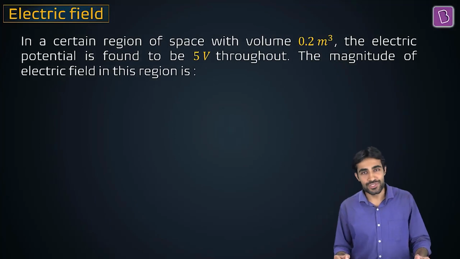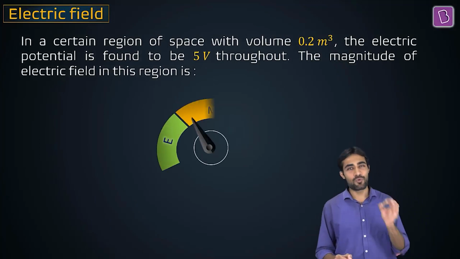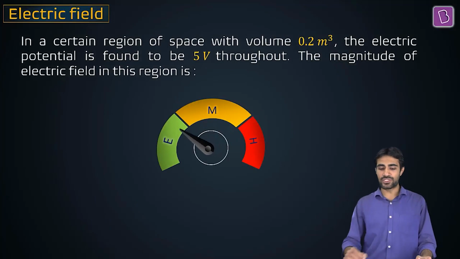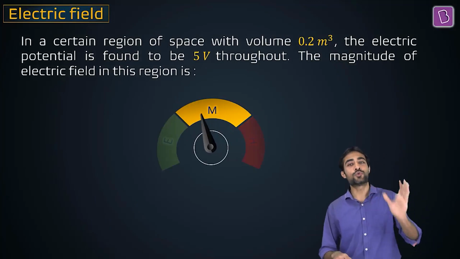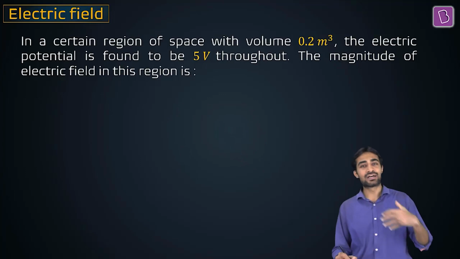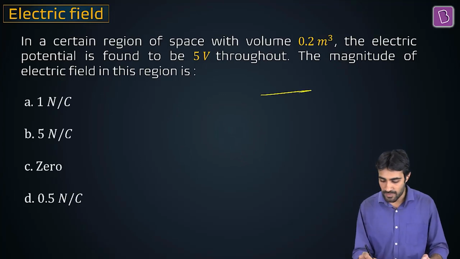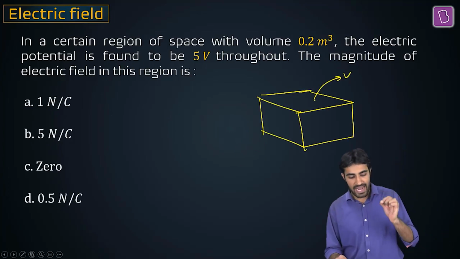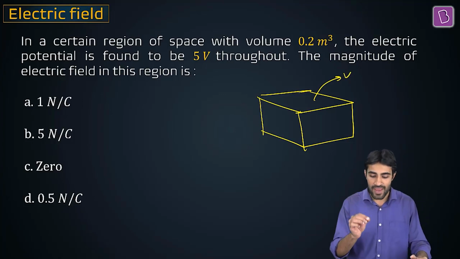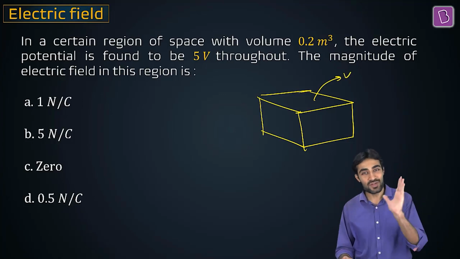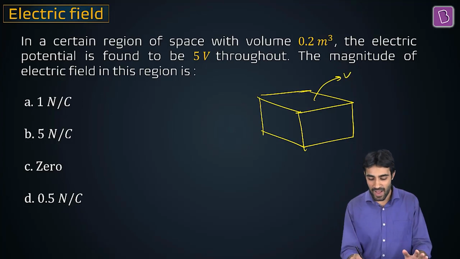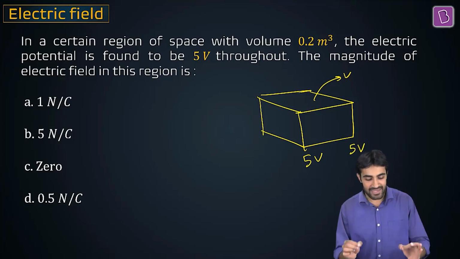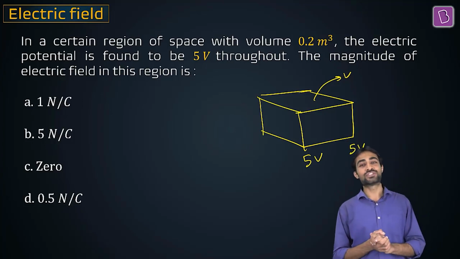Here we have a question on electric field. The question says that in a certain region of space with volume 0.2 meter cube, you can imagine a certain region of space, its volume is 0.2 meter cube. So this is our region and its volume is given to us. The electric potential is found to be 5 volt throughout. So the electric potential is the same. It is 5 volt throughout. The magnitude of electric field in this region is.